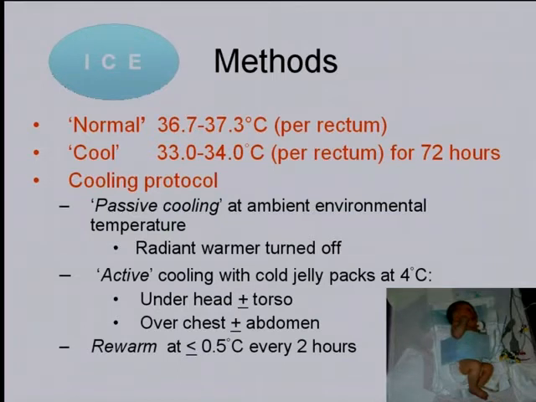I show you now, because this is important that you can start cooling tomorrow, the method from the ice trial. You would have to cool the baby also like in the European trial, 33 to 34 for 72 hours. You would turn off the radiant heater. You would actively cool with cold gel packs at 4 centigrade. That means what is in the fridge, or maybe you have to put it in the freezer. And then you would place these packets around those parts of the body which are the hottest.